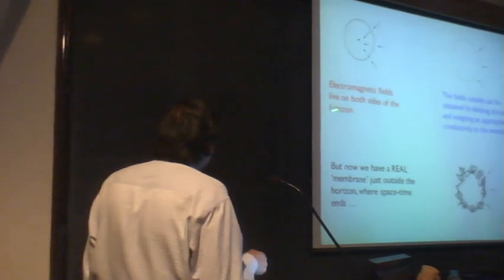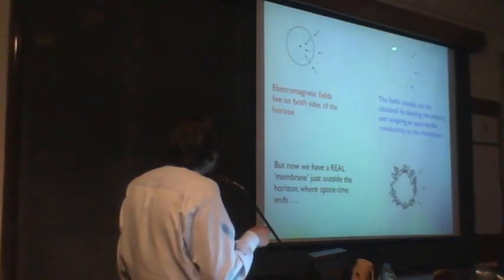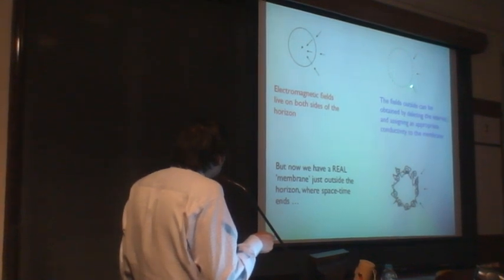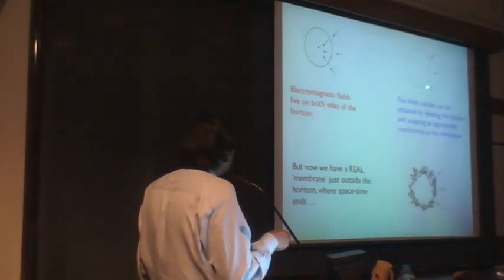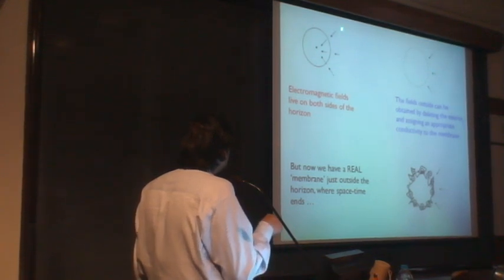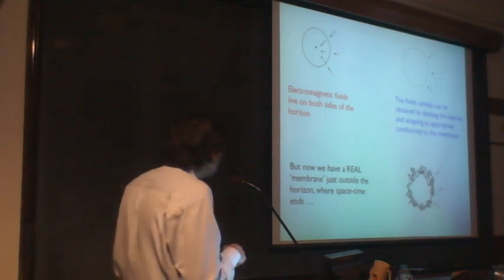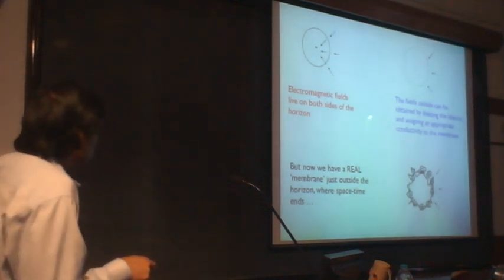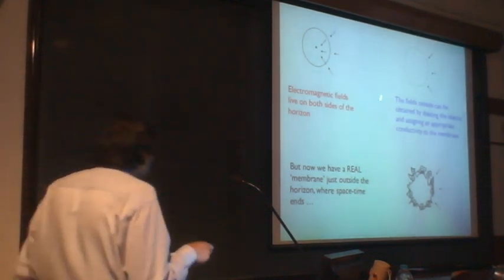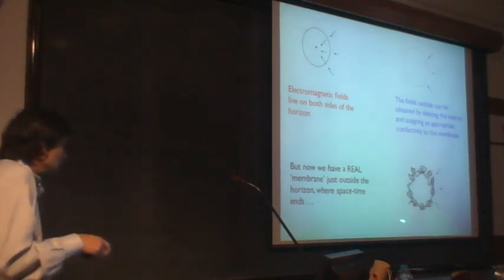So what it could be used for the electromagnetic fields, they really go outside and inside the horizon. But if you put this membrane, you put appropriate conductivity on the surface of the membrane, then the fields outside have just the right boundary conditions to behave exactly as if there were the fields on the exterior of a black hole spacetime. But that was just a picture which was helping people to do calculations, especially with magnetic fields near black hole horizons. But now we have a real membrane because the spacetime actually ended there.